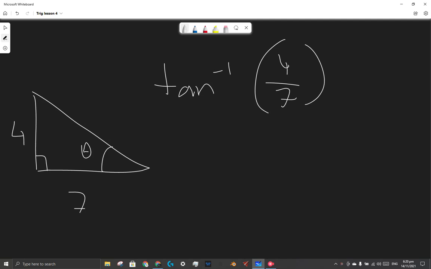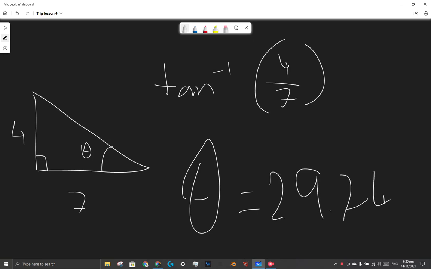You can also access the inverse functions by going shift, sine, cos, or tan, depending on which inverse you are going to use. So let's just evaluate this one here, which is 4 divided by 7. And that means that theta will be equal to 29.74 degrees. Okay, so that's pretty much it. That's how you do it.